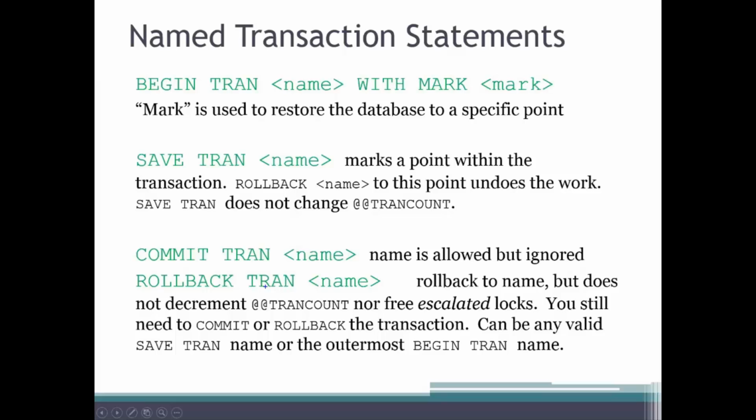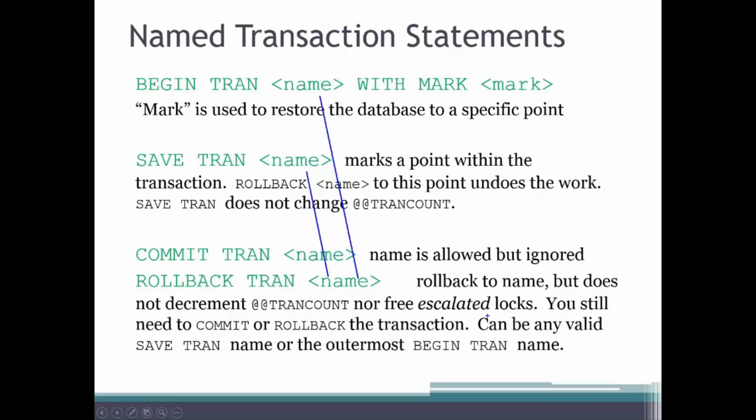ROLLBACK TRAN with the name actually does do something a little bit different. It allows you to roll back to a specific point. In this case, the ROLLBACK TRAN name either corresponds to a specific SAVE TRAN point or to the outermost BEGIN TRAN. Any of the internal nested BEGIN TRANs are invalid to use here as part of the name. Now I have a special note here that this rollback doesn't free escalated locks. It will free locks that aren't escalated, but locks that have been escalated are not freed up by the rollback.